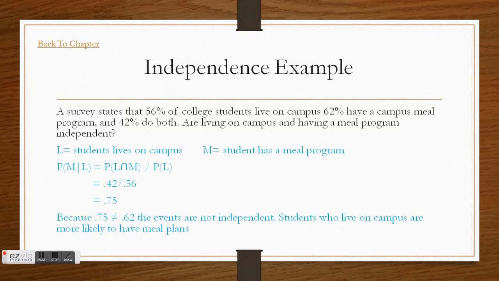Independence example. A survey states that 56% of college students live on campus, 62% have campus meal programs, and 42% do both. Are living on campus and having a meal program independent? L will represent the students living on campus, M will be the students who have a meal program. Those two together is 42 divided by 56, which gives you 75% or 0.75. Because 0.75 is not equal to 0.62, the events are not independent. Students who live on campus are more likely to have meal plans.